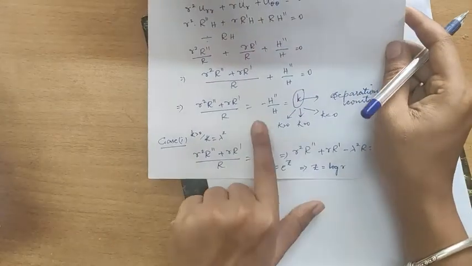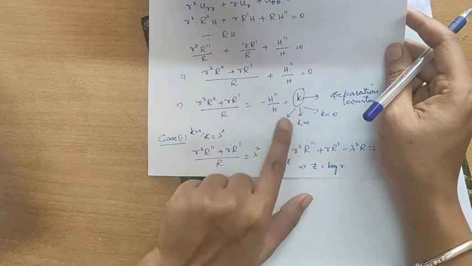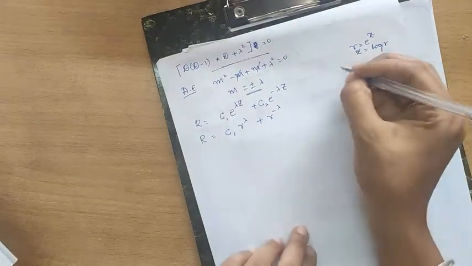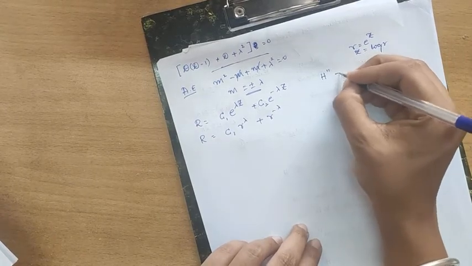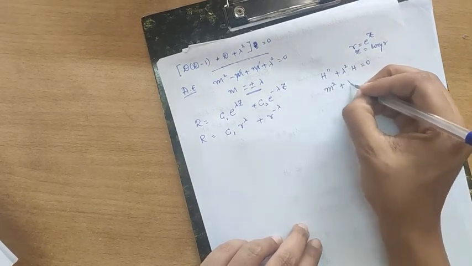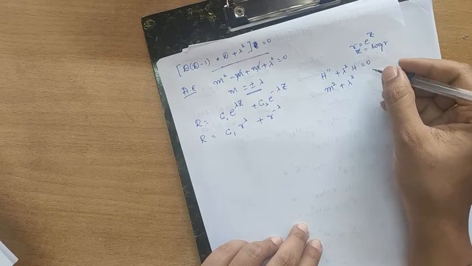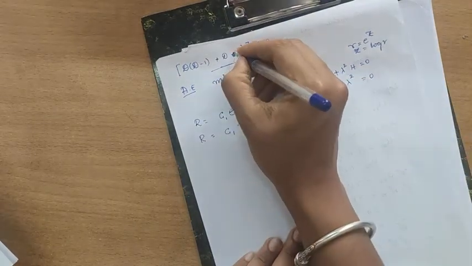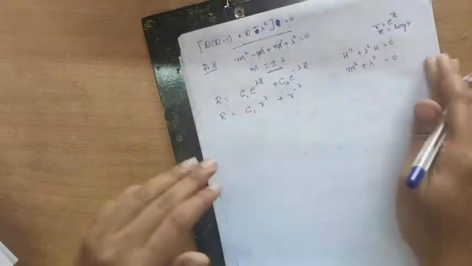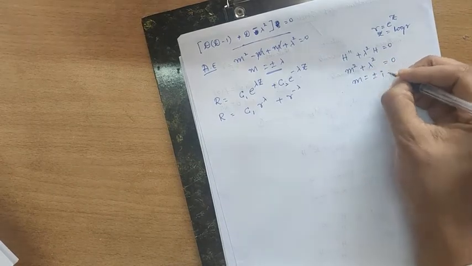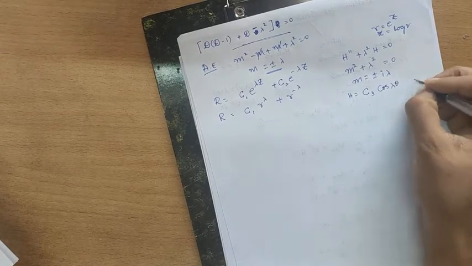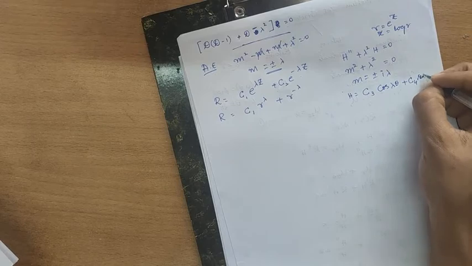We have one more part, that is minus H double dash by H is equal to k. If you solve this, what you will get? H double dash plus lambda square H is equal to 0. So if you write auxiliary equation, it will be m square plus lambda square is equal to 0. Minus lambda square, right? So m is equal to plus or minus i lambda. So the solution is H is equal to c3 cos lambda theta plus c4 sin lambda theta.